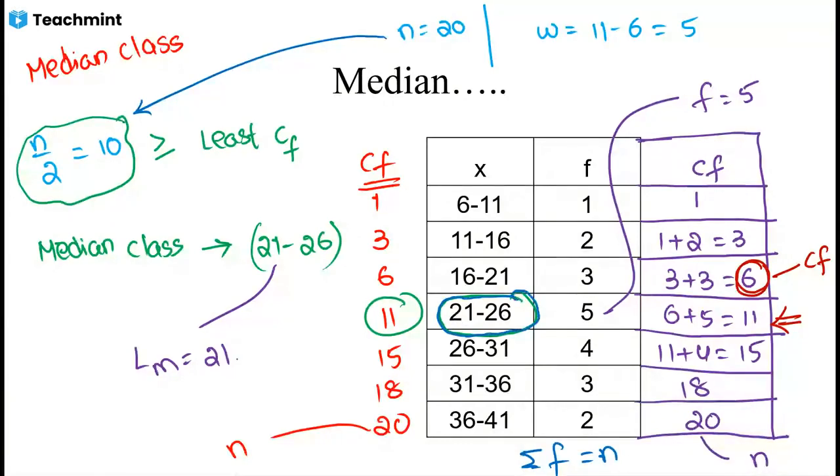Among that, the lower limit is LM. In that formula, n by 2 minus CF divided by F. F is the median class frequency. What is CF in that formula? The cumulative frequency of the previous class. This is our focus, the median class, and the preceding class means this one. For that, the cumulative frequency is 6. What is W? It is the difference within an interval: 26 minus 21, or 11 minus 6. All these are called W, right? Got the idea?